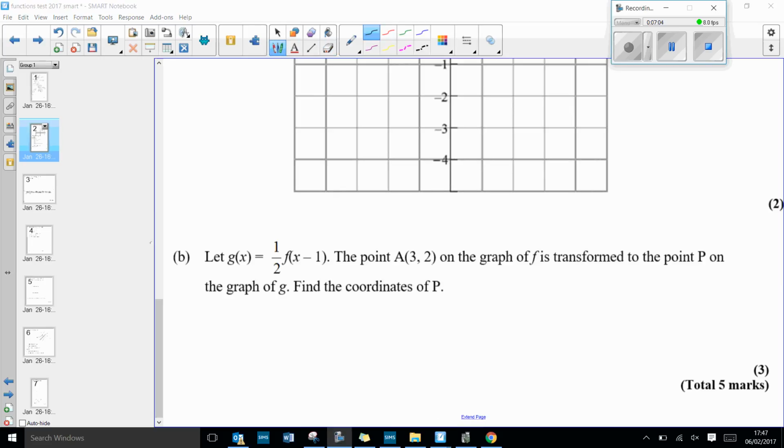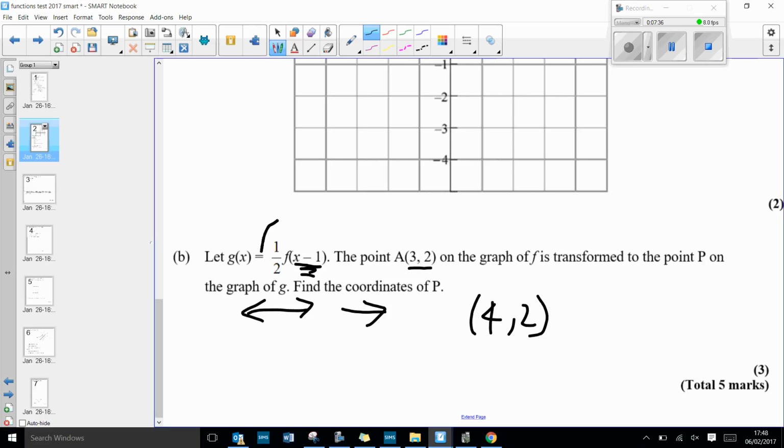And it says let g(x) equal a half f(x minus 1). Point A (3, 2) is transformed. Find the coordinates of P. Okay, so first of all, the minus 1 in the brackets indicates a horizontal shift. Because it's minus 1, it's shifting to the right. So that first movement would mean that it's no longer at the point (3, 2), but at the point (4, 2).